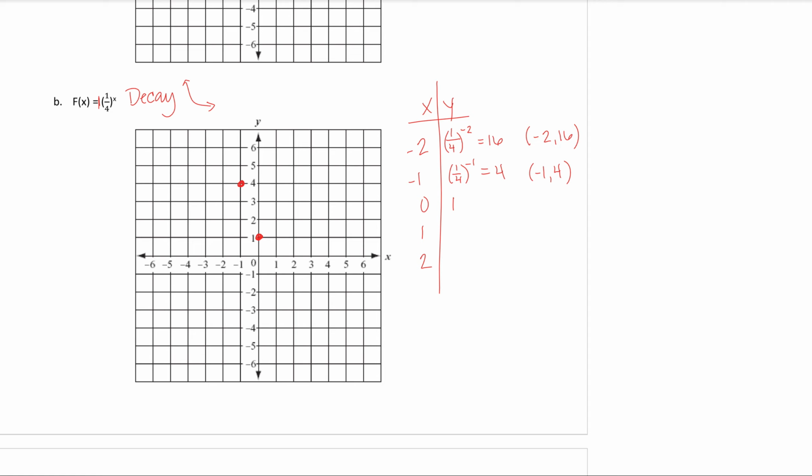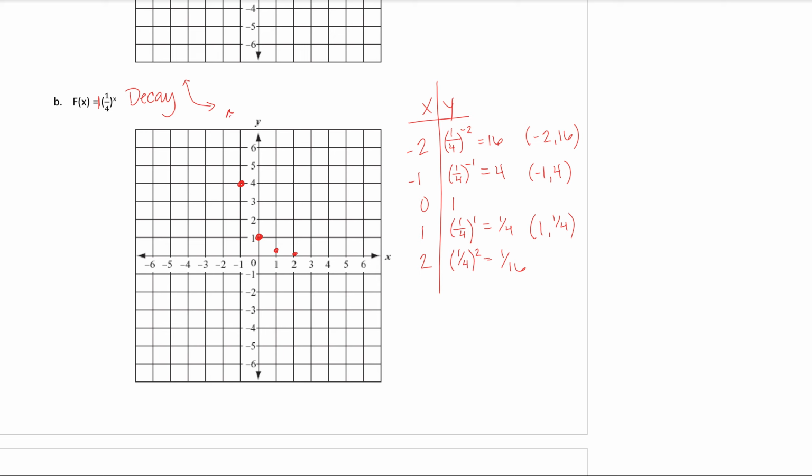And hopefully you're seeing the same pattern. We have 1/4 raised to the power of 1 is just 1/4. So 1 and 1/4. And then, of course, 1/4 squared is going to be 1/16. Remember, it's really close, but not quite there. Then we just take and connect our dots.